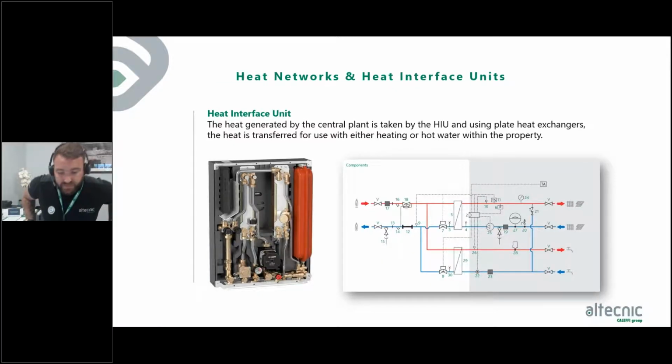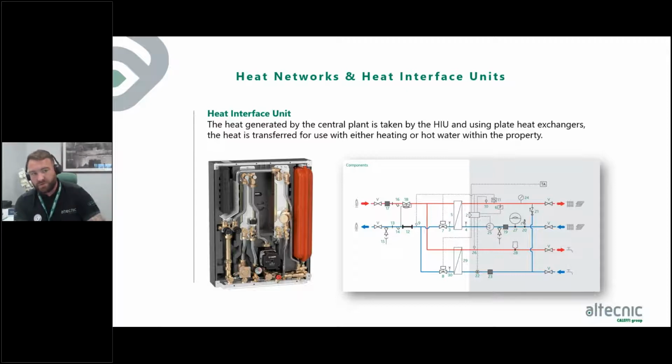The heat interface unit, so that's basically where we transfer the heat from the heat network into the end user's property. So we can start to use it for either central heating or for domestic hot water. Now that transition takes place via plate heat exchangers. That gives us hydraulic separation. So when we talk about the heat network or the district heating, we class that as a primary network. And to keep us hydraulically separated from there, we use plate heat exchangers.